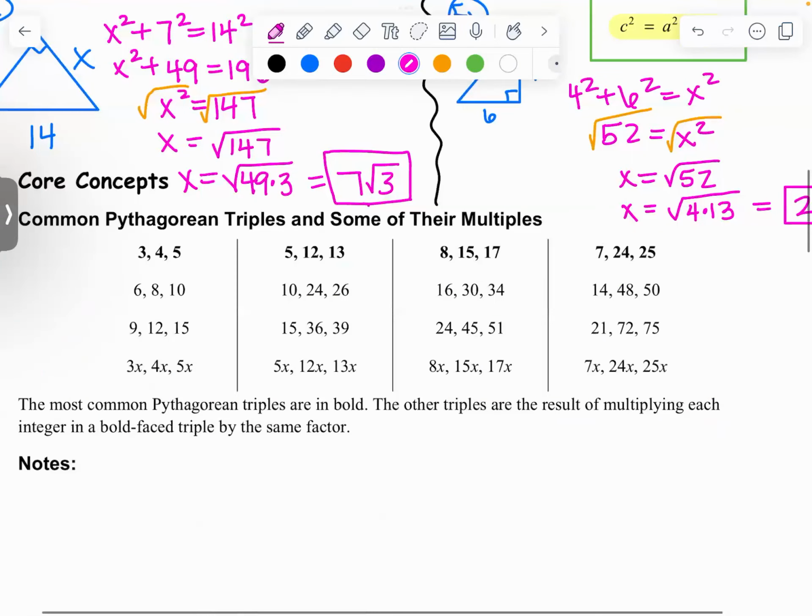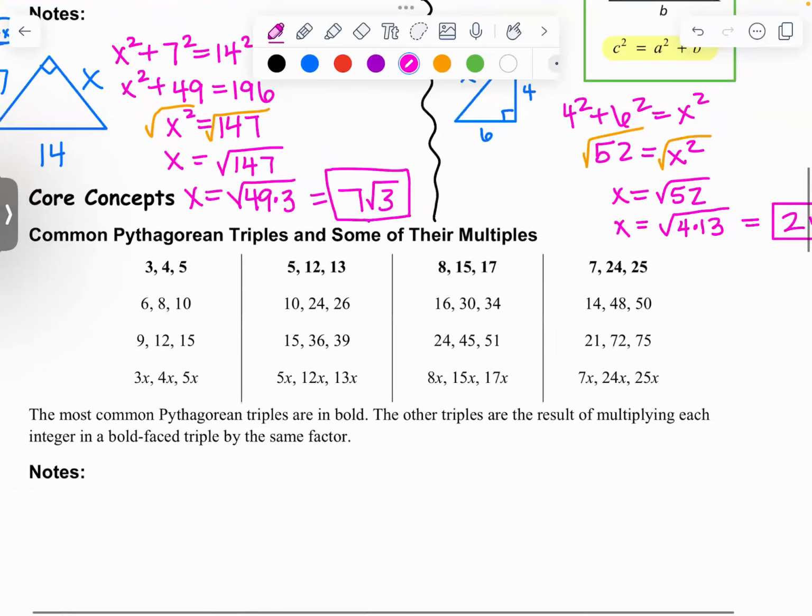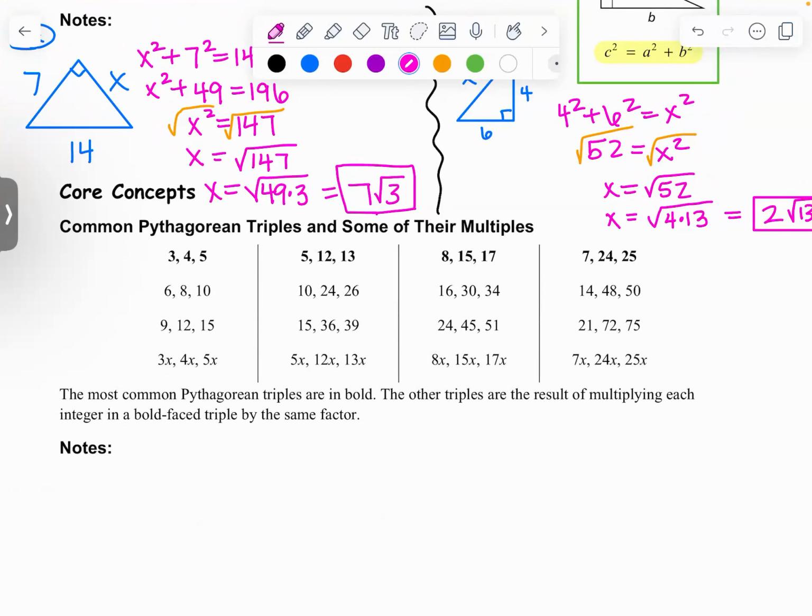Okay, so a Pythagorean triple is 3 numbers that satisfy the Pythagorean theorem. Like if I grab this right here, 3, 4, 5. 3, 4, 5 is a Pythagorean triple because we can take 3 squared plus 4 squared equals 5 squared, and we get a true statement. Whoa.